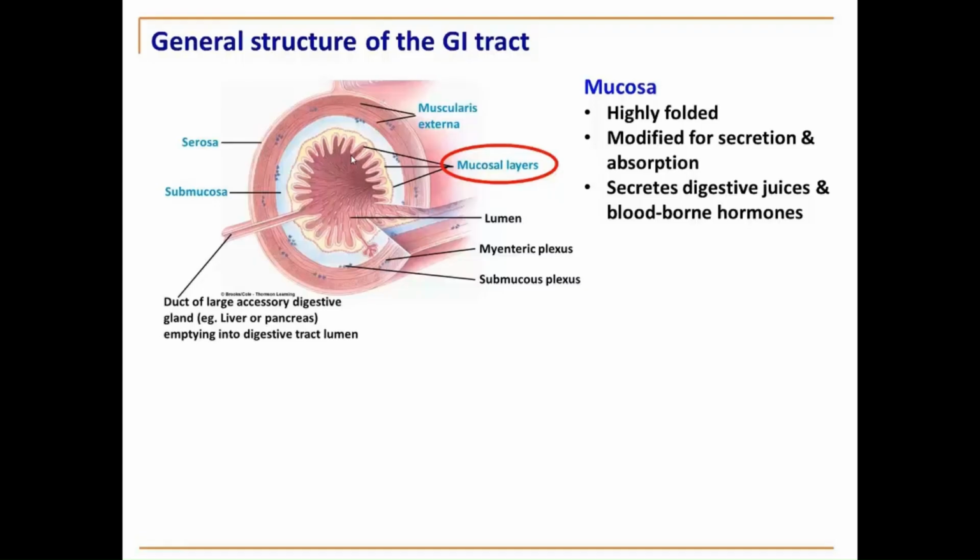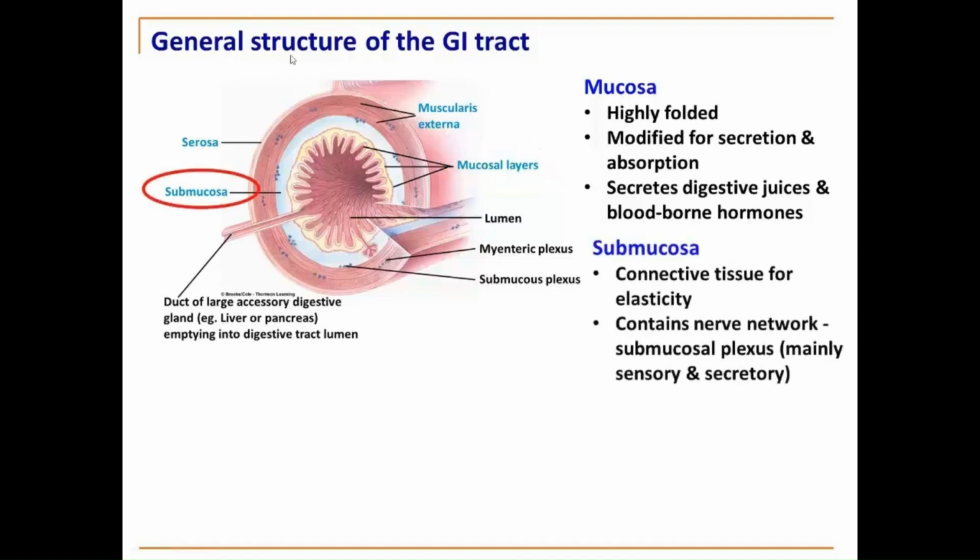And it also secretes the digestive juices. So that'll be your enzymes, for example, and your bicarbonate, for example. But also it helps to secrete the bloodborne hormones. So going the other way, it releases the hormones into the bloodstream, and then they can go on to have a variety of effects that we'll talk about a little bit later.